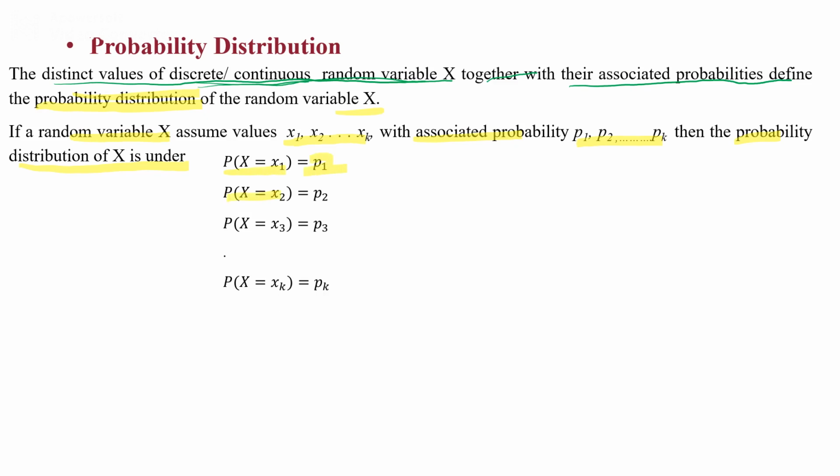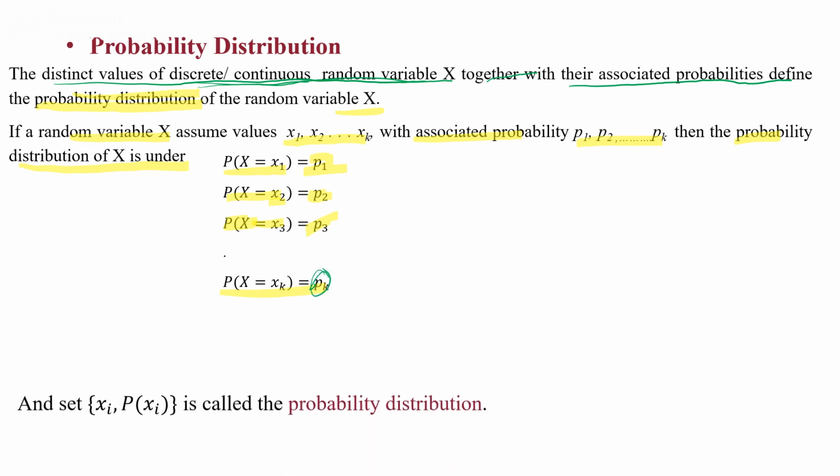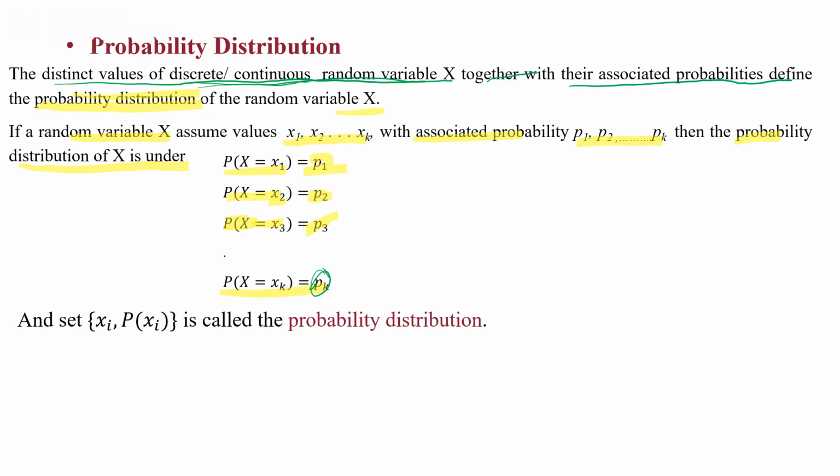When we say the probability of random variable X equal to x2, we have p2. And when we say the probability when X is equal to x3, the probability is p3. And similarly for the nth term, or we can say the kth term, the probability is pk. Now here, when we write the set, this is the assumed value of the random variable, and this is the probability of that assumed value of the random variable, that is xi.